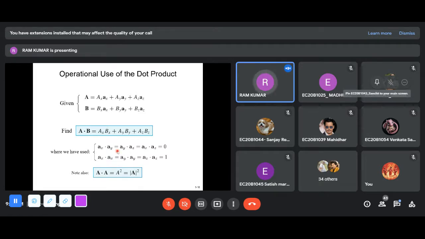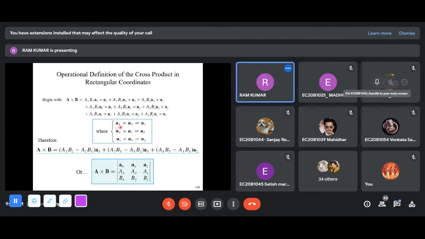Similarly, the cross product. The cross product of the same unit vector, AX with AX, is 0. You know that. The cross product of different unit vectors gives the normal component: X, Y, then the normal is Z. Then Y, Z, the remaining term is X, AX. AZ, AX, AY. Here you should be very clear that when you take the cross product of AY and AZ, AX will come. But you should know whether it's AX or minus AX.